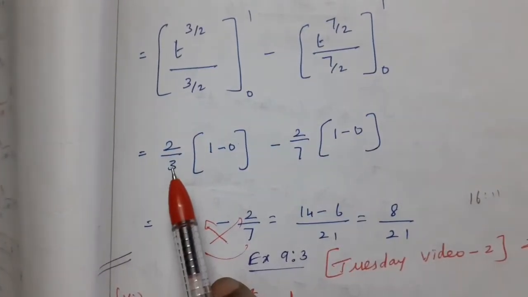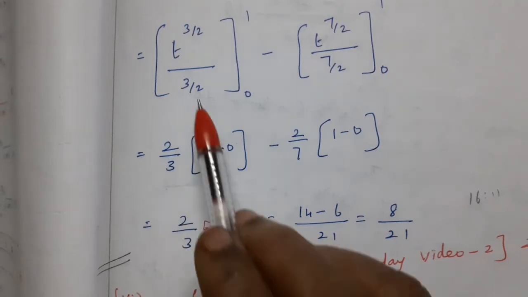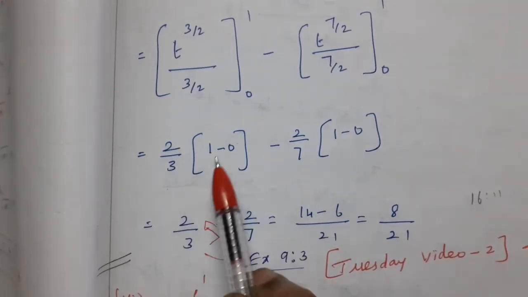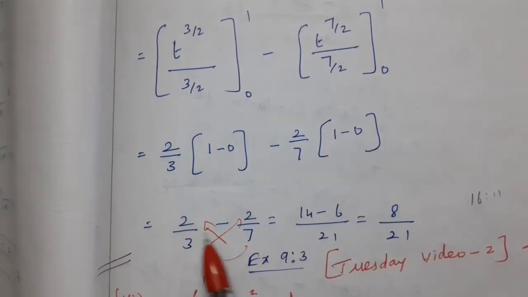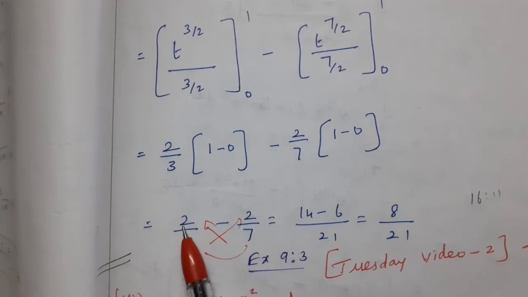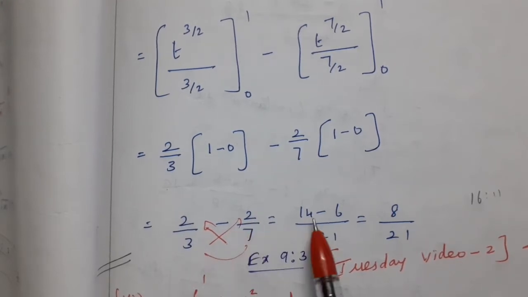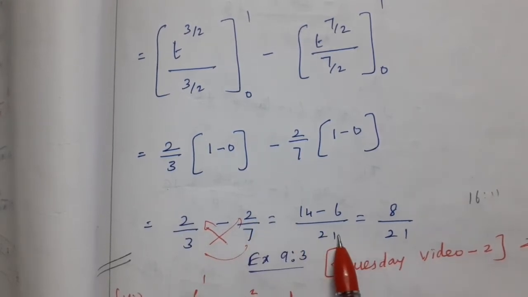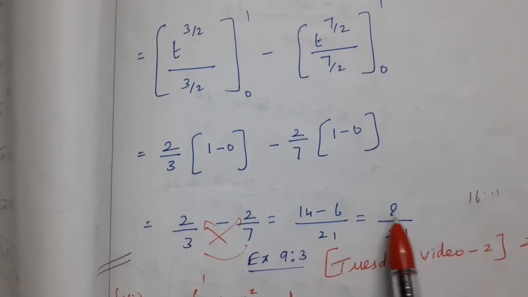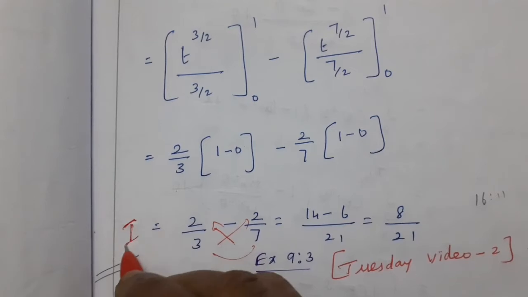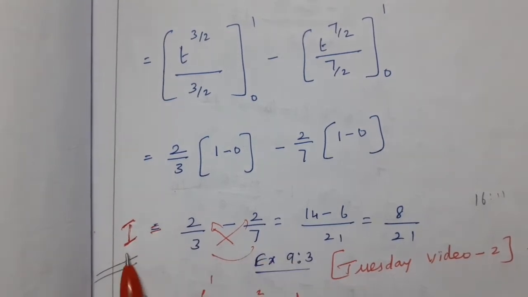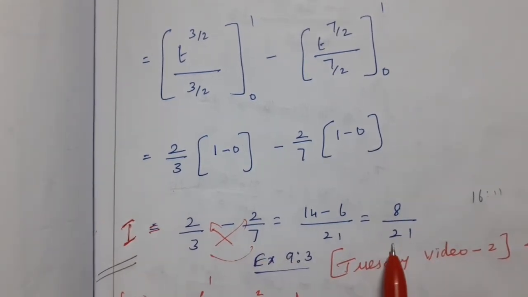Now 2 by 3 into 1 minus 0, minus 2 by 7 into 1 minus 0, that is 2 by 3 minus 2 by 7. So you take cross multiplication. 7 2s are 14, 3 2s are 6, that is 14 minus 6 divided by 21, equal to 8 by 21. Therefore the integration value, as the final step, you write I equal to 8 by 21.